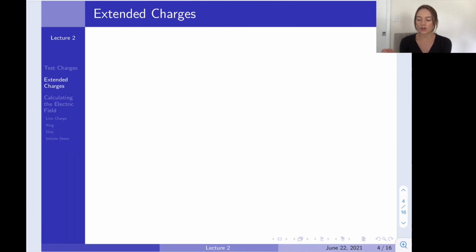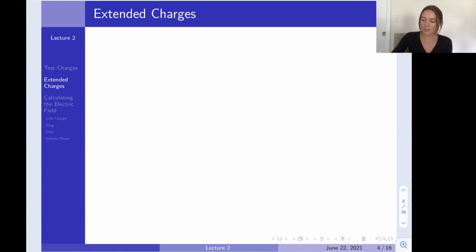Okay, so now let's talk about extended charges. So extended charges are kind of what they sound like. They're charges that are extended in space. So we talked about a point charge already, where a point charge is zero dimensional because it's just one point, right? One point has no measurements. You can't measure how big a point is. It's zero dimensional. So now we'll be looking at charges that extend into 1, 2, or 3 dimensions.